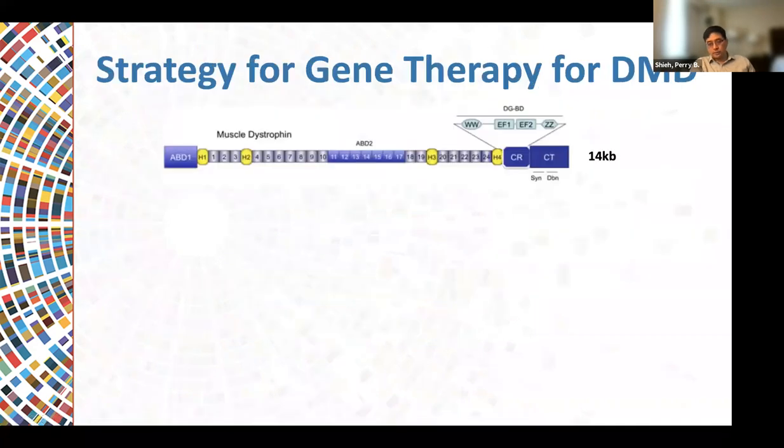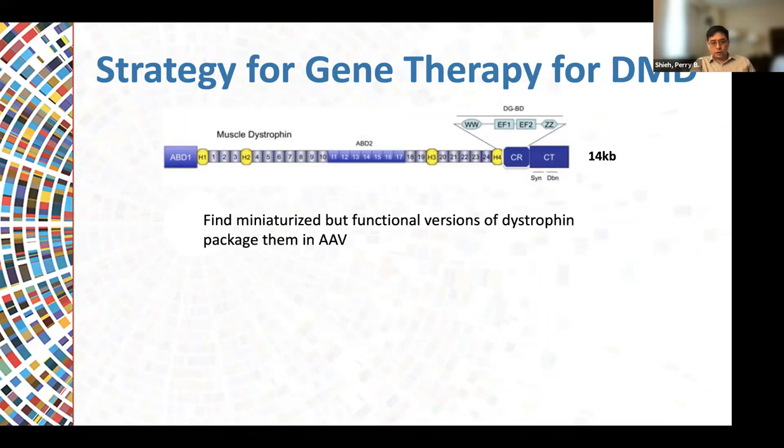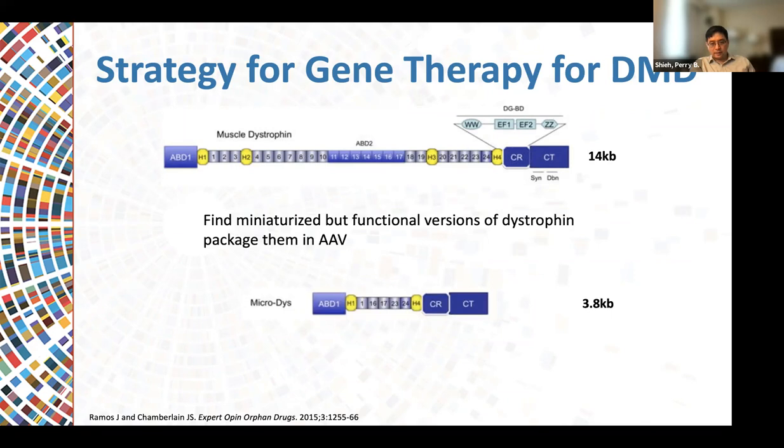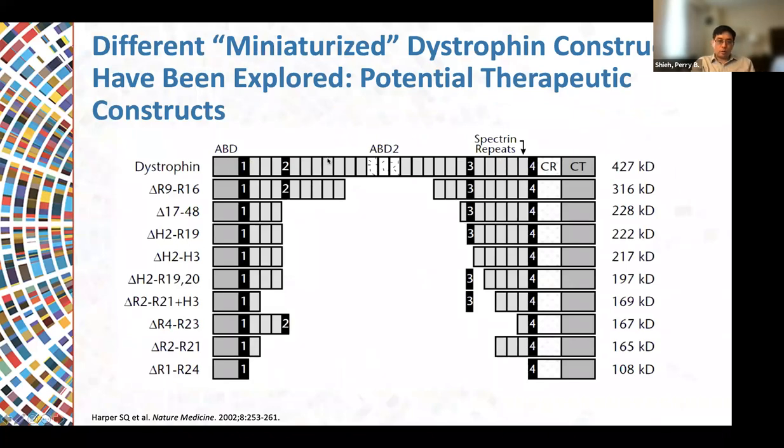So in contrast to SMA, where they could actually fit the whole gene into AAV, there's no way we could do that for Duchenne muscular dystrophy. So the idea is to make miniaturized versions of dystrophin that are actually small enough to fit into AAV. And this led to a whole set of experiments.